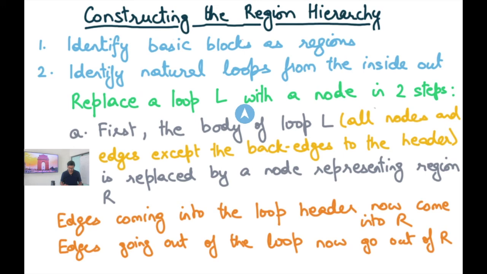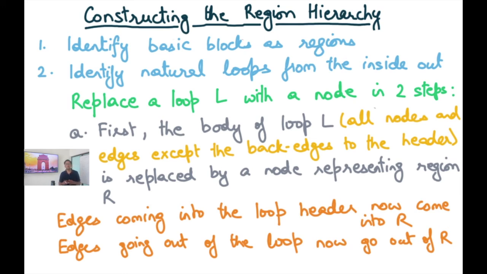We are going to replace a loop L with a node in two steps. First, we are going to construct a region for the body of the loop, and we have already identified the body of the loop using our loop identification algorithm, which is all the nodes and edges except the back edges to the header. This body of the loop is replaced by a node representing region R. Edges coming into the loop header now come into R, and edges going out of the loop now go out of R. So when we are collapsing a region into a single node, we also have to worry about which edges are going to come into this node and which are going to go out of the node.